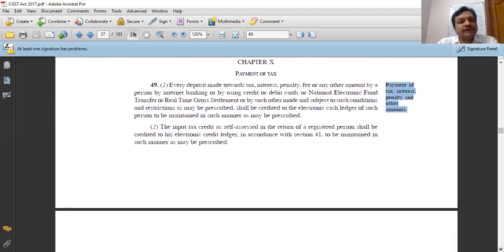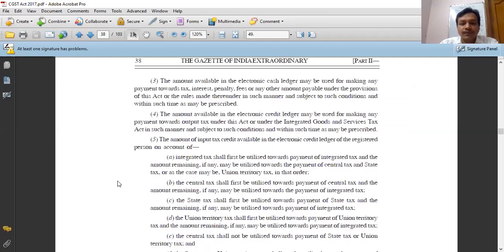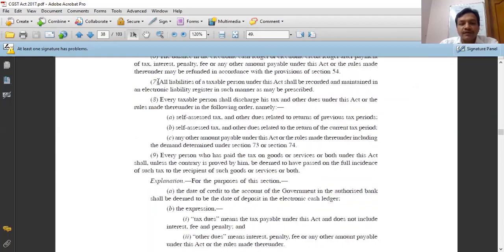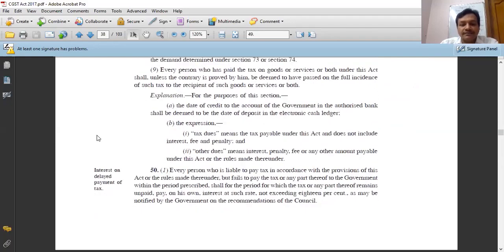So we have to do only section 49. And there are so many subsections in this section 49: subsection 1, subsection 2, subsection 3, 4, 5, 6, 7, 8, 9. That's it. So we have to do section 49 and its 9 subsections.